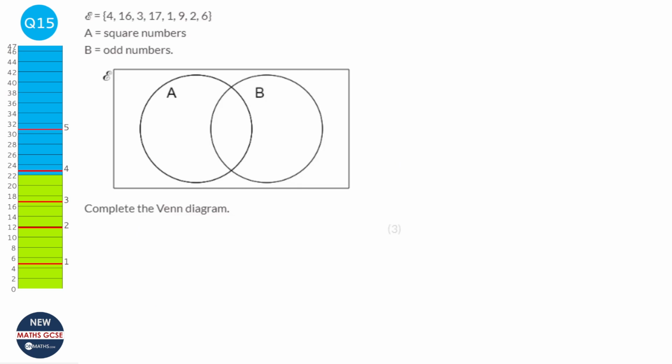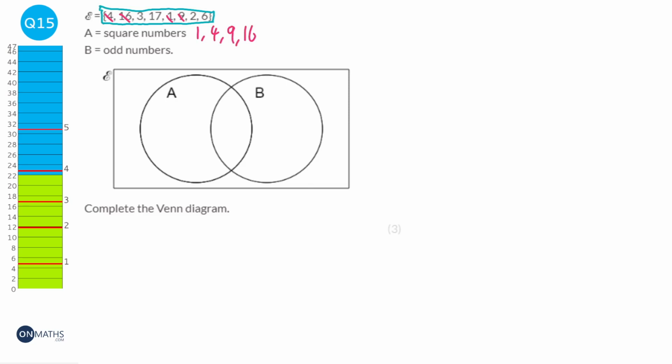We have our everything list here. Now these are all the numbers that go into our Venn diagram. And in A is all the square numbers. So we're going to have a look and see which square numbers we've got. Well, we've got 1 and we've got 4 and we've got 9 and we've got 16 are all square numbers. So in here is 1, 4, 9 and 16. And we're going to look at all the odd numbers.